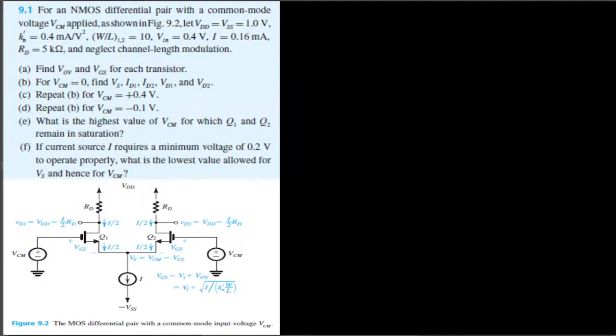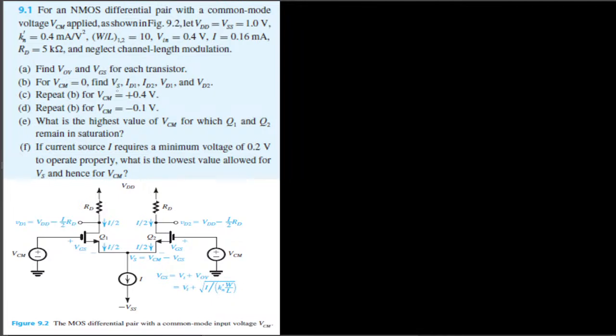Part 6 of the question. I already did the A part and B part in my previous videos. In this video I'm just going to do the C part of this question. In the C part, the question is asking to repeat part B for VCM equal to 0.4 volts. In the B part, we did this with 0 volts, and here we have 0.4. Now let's see how to do that.